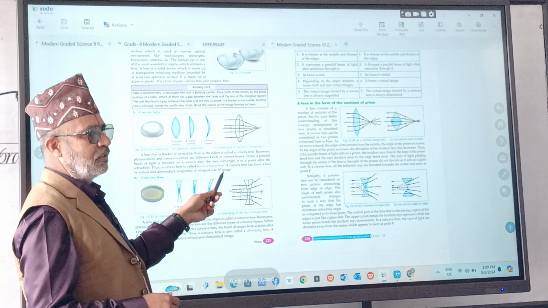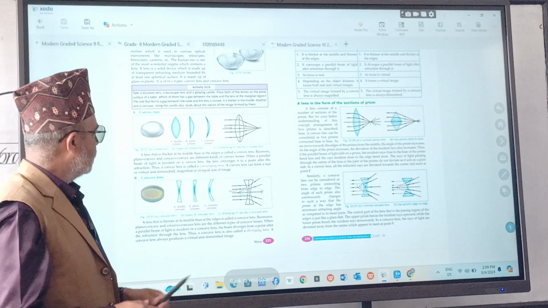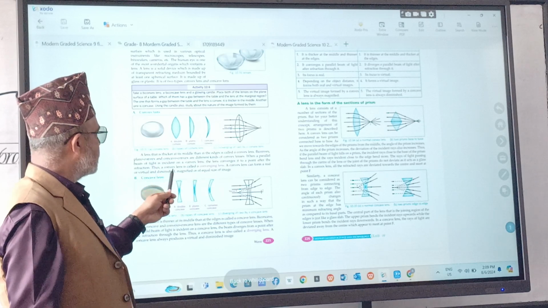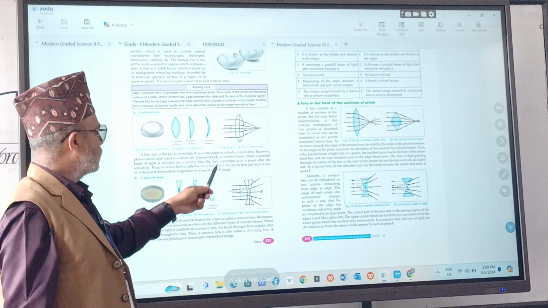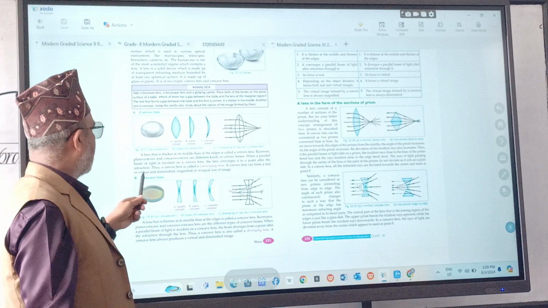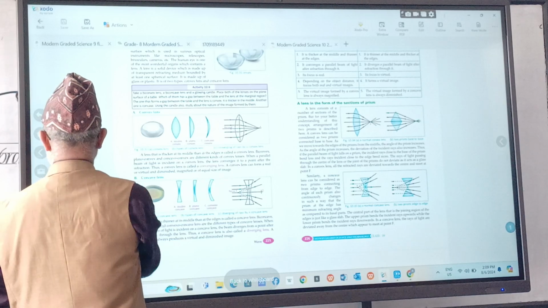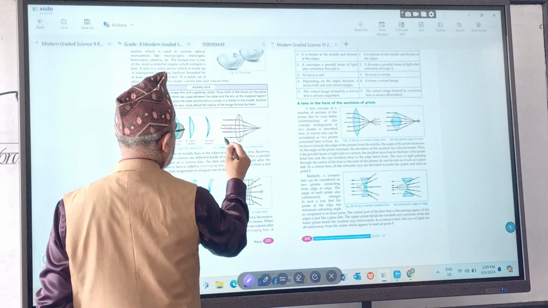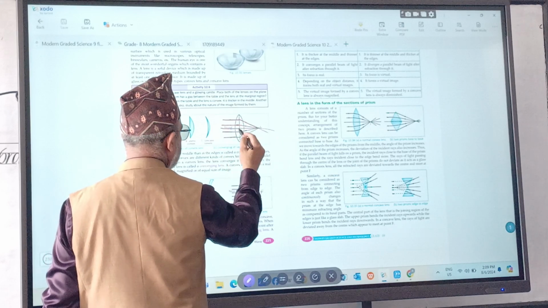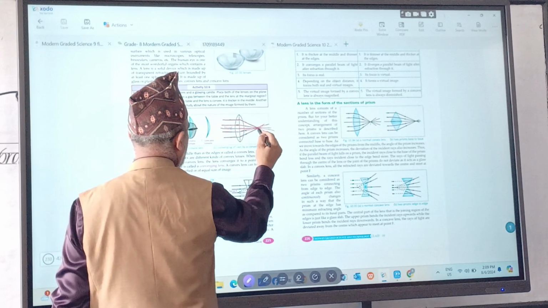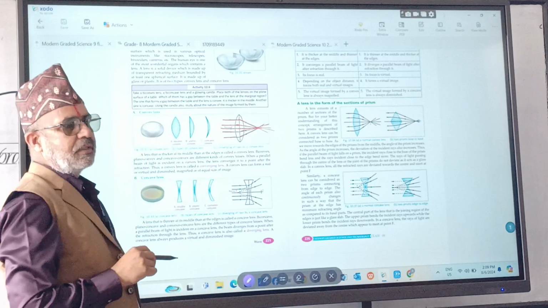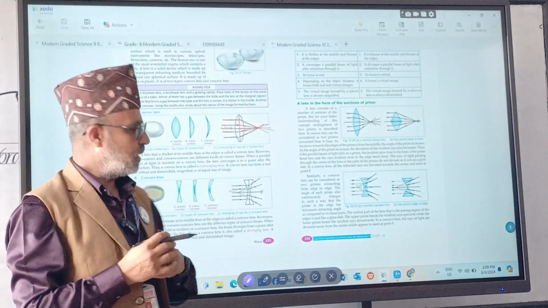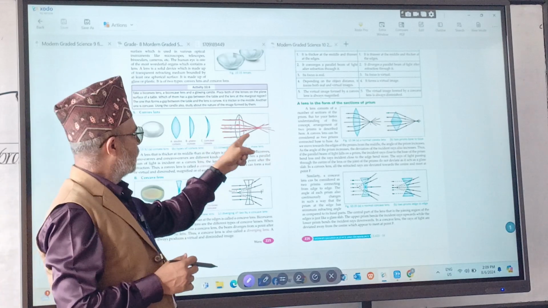Converging. Why is a convex lens called a converging lens? Because when a parallel beam of light is incident on a convex lens, the lens converges it into a point after refraction. You can see here, these parallel rays are passing through it, and after refraction, are they meeting at one point or not? All of them are meeting. That's why it is called a converging lens. They meet at a point after refraction. See, are they bending or not?